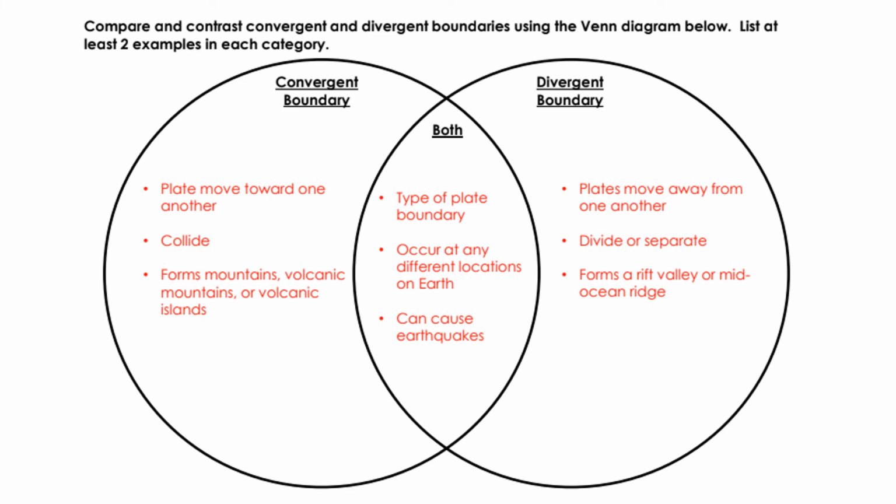We have another Venn diagram for convergent and divergent. So remember, convergent, collide; divergent, divide. They're either crashing into each other, coming towards each other, or dividing, spreading apart from each other. Convergent, we make mountains or even volcanic islands, like the Aleutian Islands in Alaska. And divergent, we make rift valleys or mid-ocean ridges. They're both plate boundaries that occur at different locations on Earth, and they both can cause earthquakes. You're going to get earthquakes in all of these locations because there's movement.